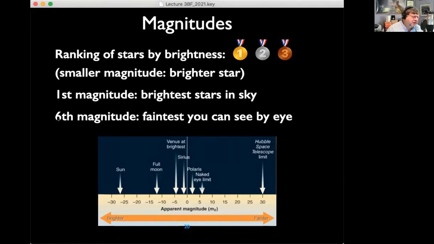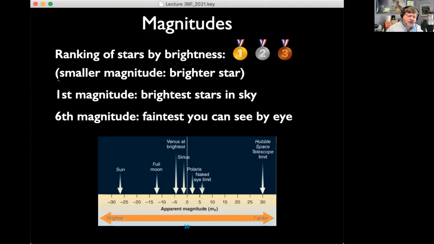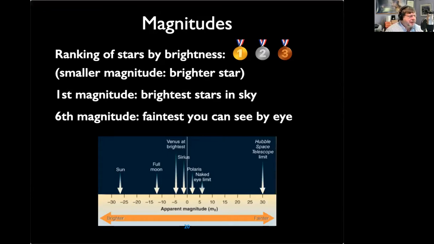Sixth magnitude is really dim. First magnitude is really bright. But there are things that are even brighter than first magnitude. And so the scale goes up and it goes into negative territory. So the full moon is magnitude -13. The sun is magnitude -28. Okay. So negative magnitudes are really, really bright objects.